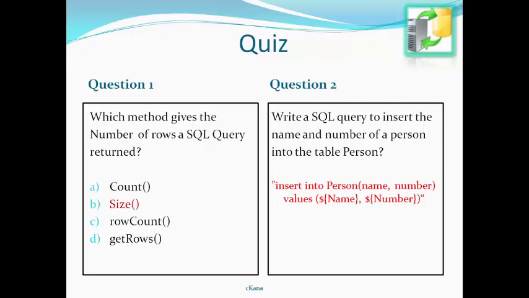The answer to question number 1 is size, B, and the answer to question number 2 is insert into, bracket name, comma number, and then you enter the values using the dollar and the curly bracket sign.